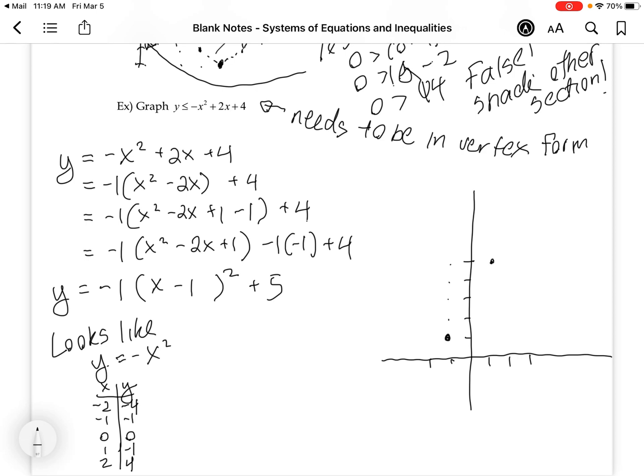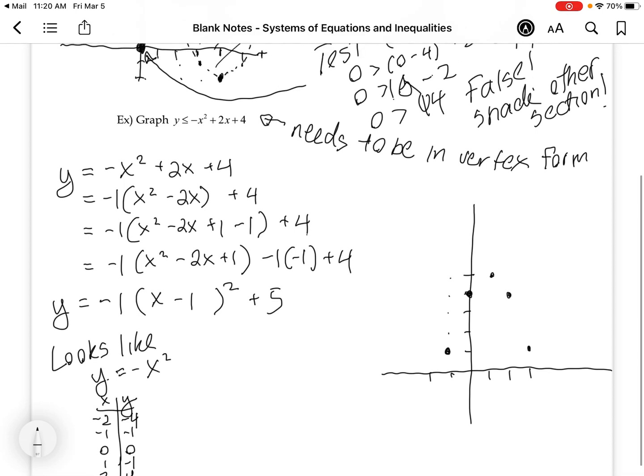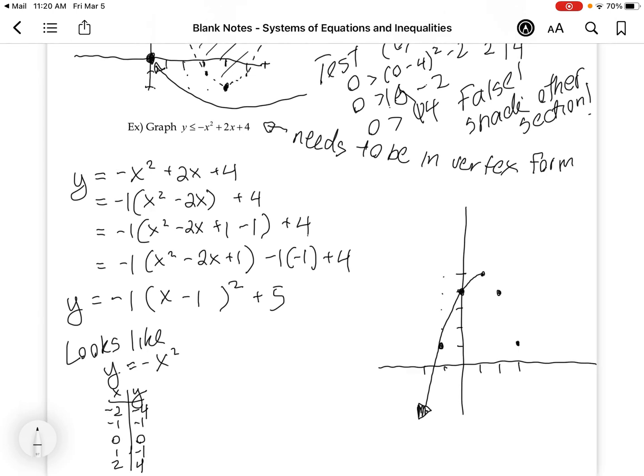Negative 1, negative 1. So 1 to the left, 1 down. 1 to the right, 1 down. And 2 to the right, 4 down. Okay. Now, this inequality was y is less than or equal to this function. Because it's less than or equal to, this is going to be a solid line, or solid curve, I should say. It's not really a line, it's a curve, instead of dotted.